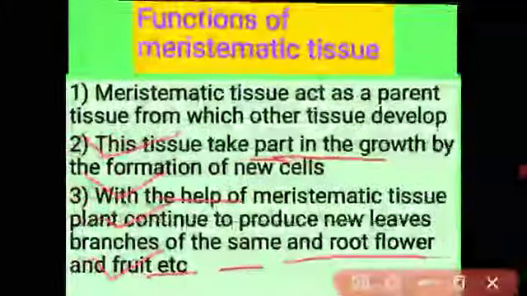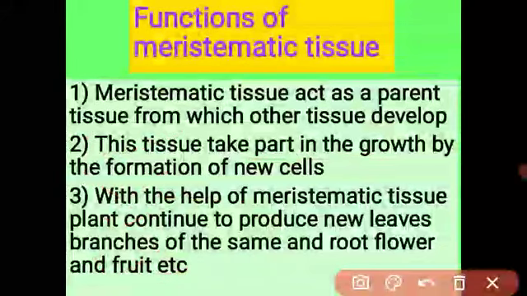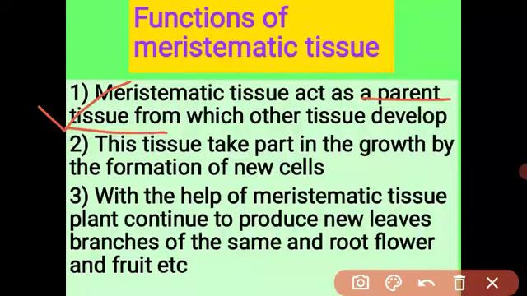Let us see the last point of the meristematic tissue: its function, meaning what function is performed by the meristematic tissue. Meristematic tissue is a parent tissue. Why? Because meristematic tissue is a dividing tissue. Later, this meristematic tissue takes a permanent shape and size and performs a permanent function. This tissue is called the permanent tissue.